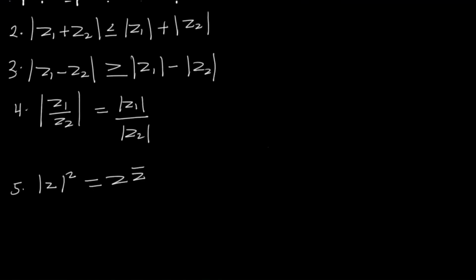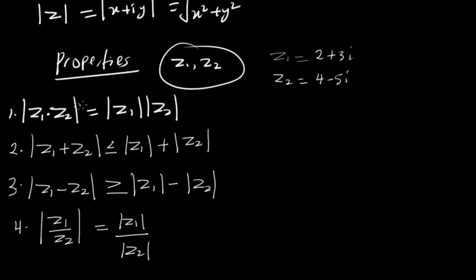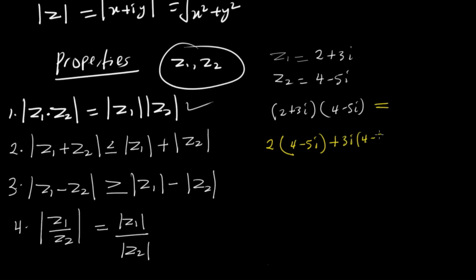For example, instead of working with z1 and z2, if you substitute normal values, so if you have z1 to be 2 plus 3i, I've just set it like maybe 2 of this, and z2 to be 4 minus 5i, let's test if property 1 is correct. Now I'm multiplying these two, which is 2 plus 3i multiplied by 4 minus 5i. So this is going to be equal to 2 into brackets 4 minus 5i plus 3i into brackets 4 minus 5i.